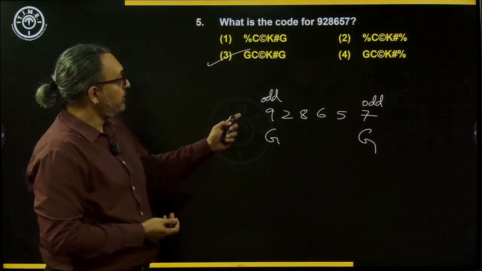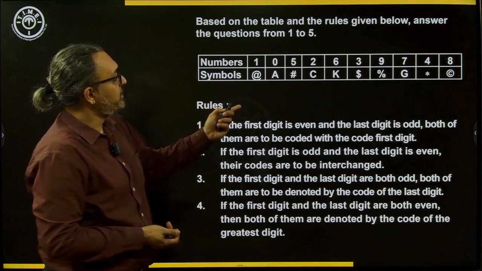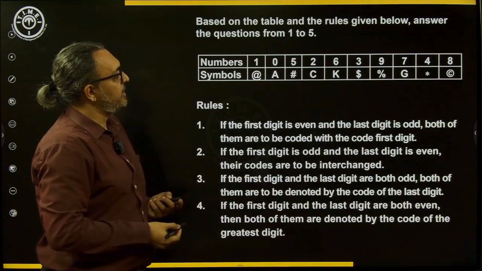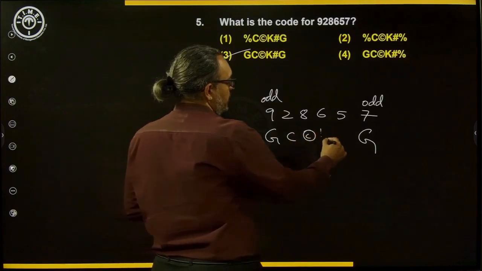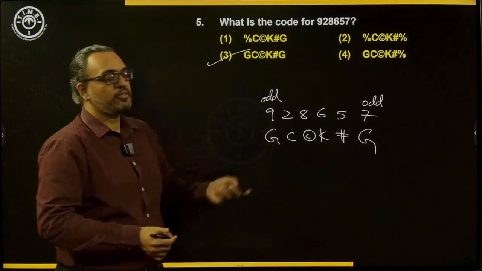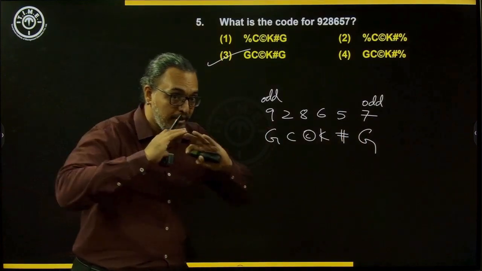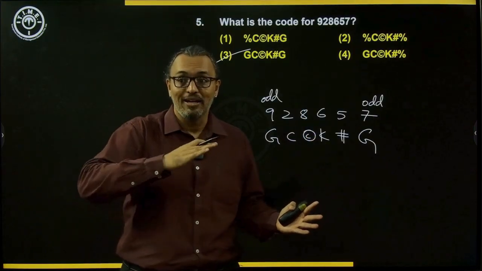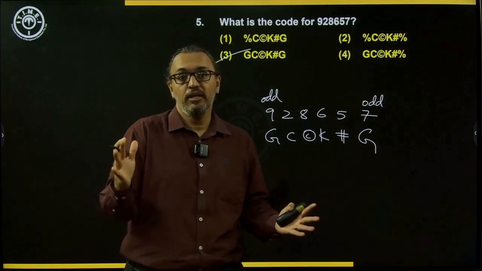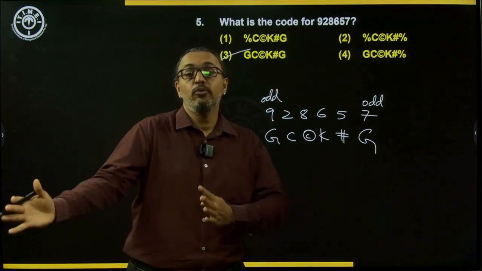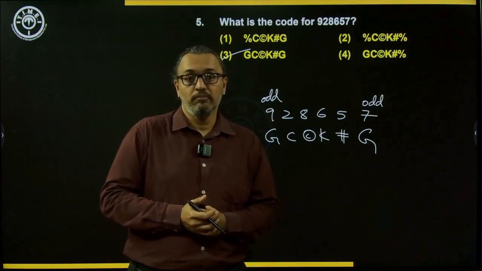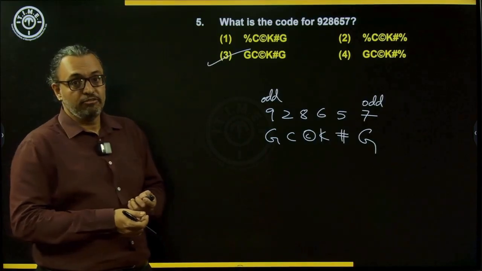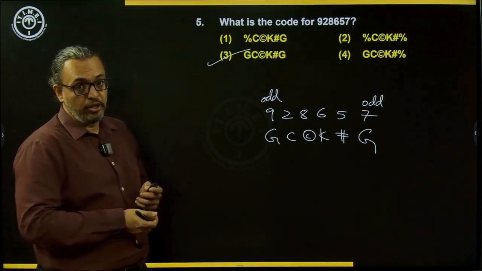Correct? Then 2865. So 2 is C, 8 is copyright, C copyright, 6 is K, and 5 is hash. K hash, and that matches. So you don't need to completely work on it and then only check the options. Always keep in mind what the options are. Parallelly keep working on it and checking how much is needed for you to check, mark, and move on. That is all you need to do. Understood? Right. So this is one model you have in coding decoding.